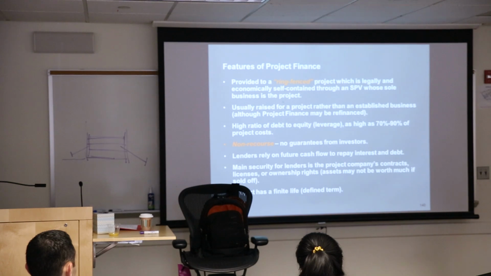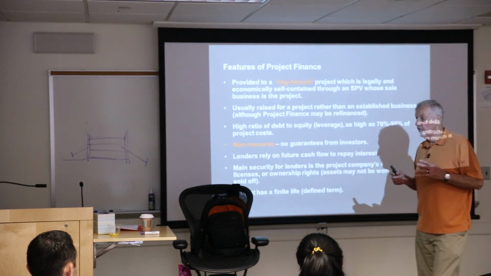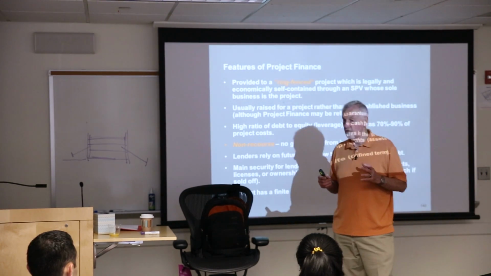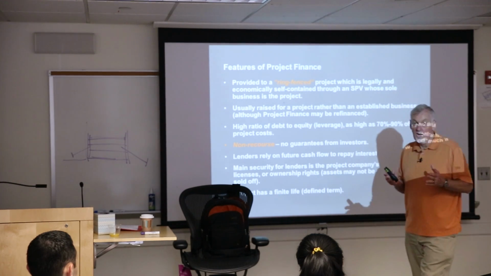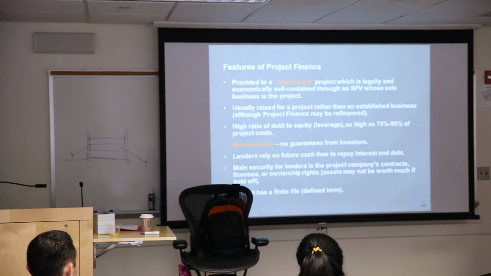So there are no guarantees, no personal guarantees. Lenders rely on future cash flow. The main security is the project company's contracts. So the main security for your finance is really the master agreement, and that's why the master agreement has to be signed before you can get a commitment on financial close. And the project has to have a finite life. You can't enter into a contract in perpetuity.